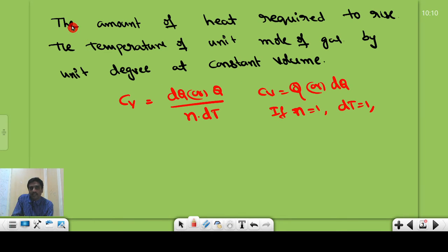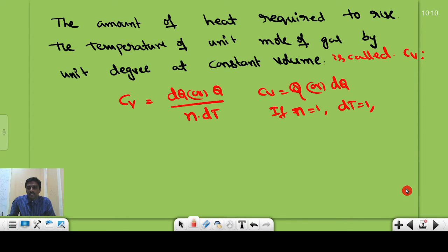In definition form, the amount of heat required to raise the temperature of a unit mole of gas by unit degree at constant volume is called the specific heat of gas at constant volume. This is the definition of the specific heat of gas at constant volume.